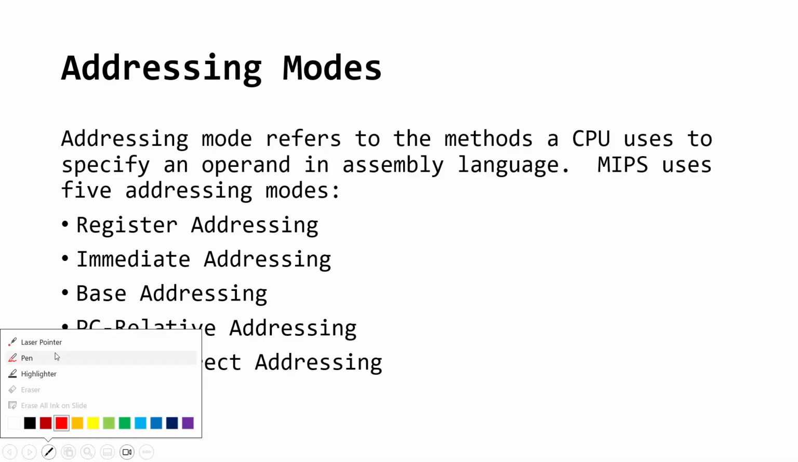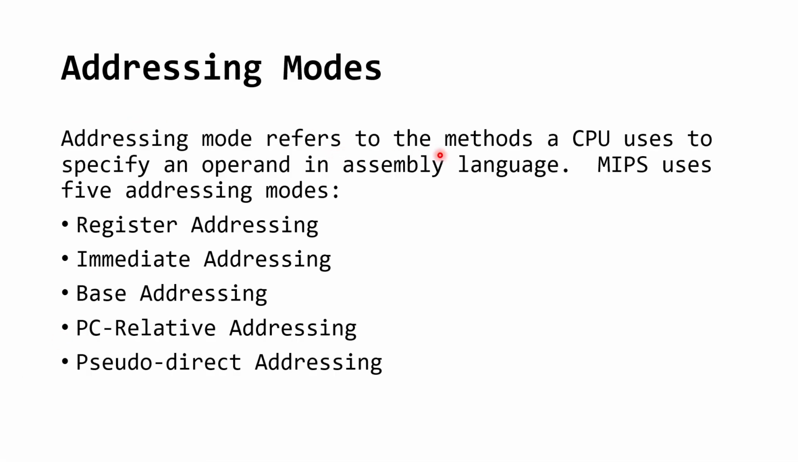Okay, it's about addressing mode. Addressing mode refers to the methods a CPU uses to specify an operand in assembly language. There are 5 addressing modes in MIPS: register addressing, immediate addressing, base addressing, PC relative addressing, and pseudo direct addressing. For this part, I will explain the first, second, and third addressing modes, and then the fourth and the fifth one will be explained together with branch and loop.